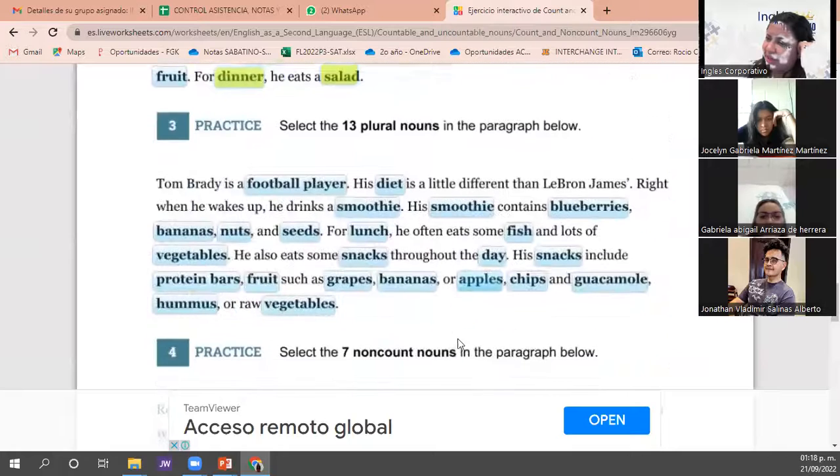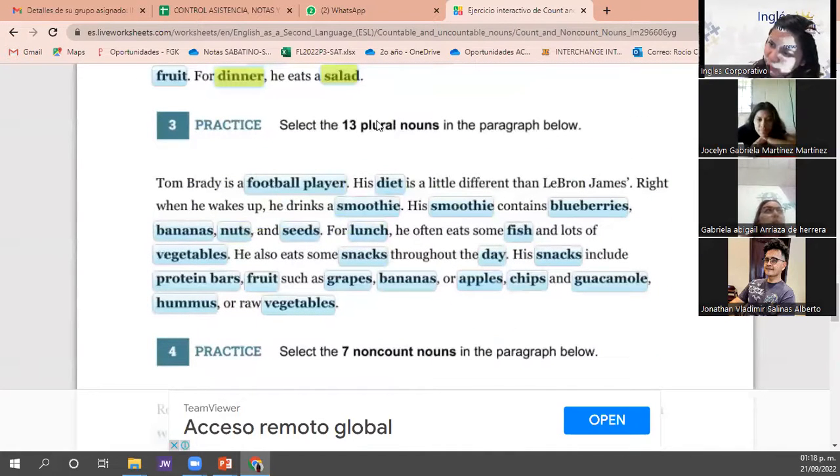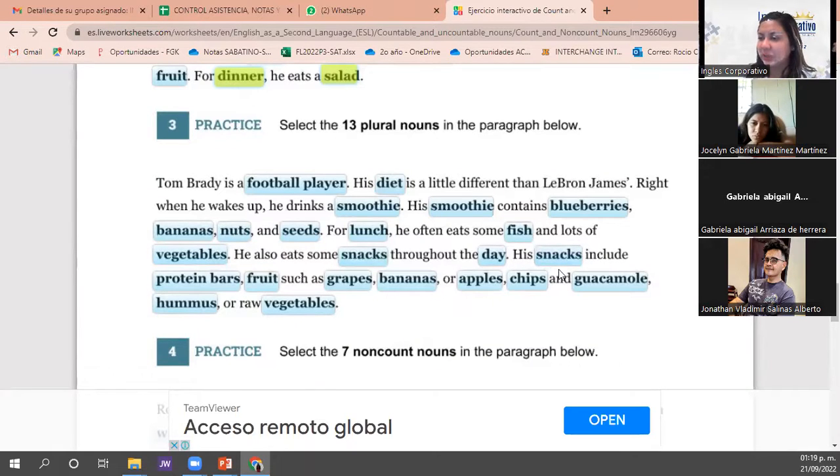Okay, now here we have 13 plural nouns. For example, it says, Tom Brady is a football player. His diet is a little different than LeBron James. Right when he wakes up, he drinks a smoothie. His smoothie contains blueberries, bananas, nuts, and seeds. For lunch, he often eats some fish and lots of vegetables. He also eats some snacks throughout the day. His snacks include protein bars, fruits such as grapes, bananas or apples, chips and guacamole, hummus or raw vegetables.